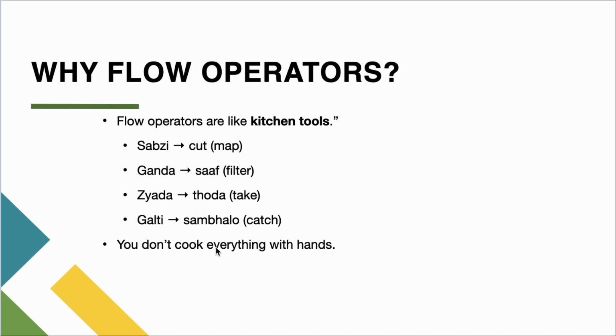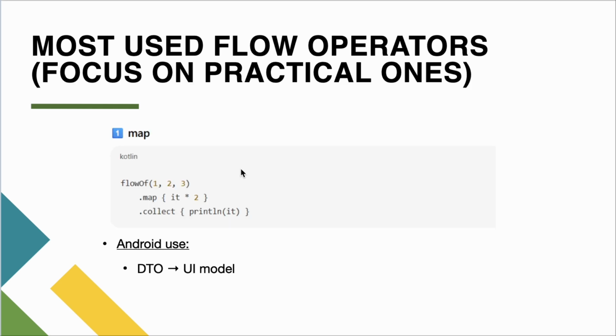That's where the flow operators come into the picture. First, why do flow operators even exist? उसका आंसर मैंने आपको ऑलरेडी दे दिया है, that flow operators are like kitchen tools, because ये सब चीजें करने के लिए we have to do a lot of things that would help us operate in the kitchen. All right.